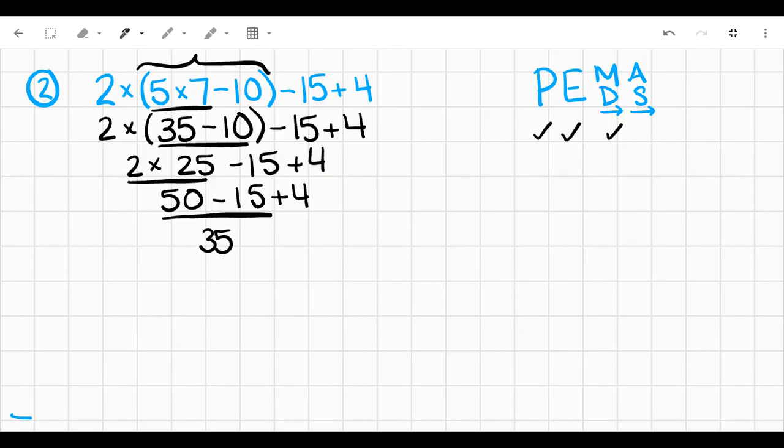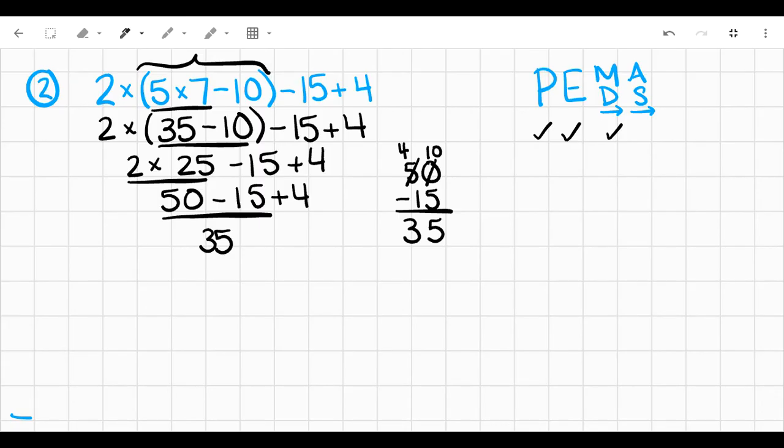And if I'm not sure, you can always write it off to the side. And if I do 50 minus 15, I can't do 0 minus 5, so I have to borrow. I go next door, I take 1 away, and I add 10 more. So 10 minus 5 is 5, and 4 minus 1 is 3. And I still got my 35.